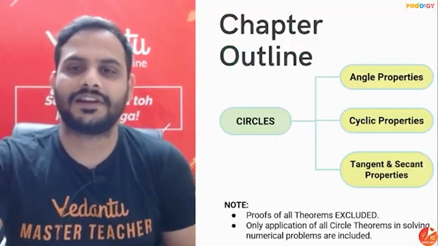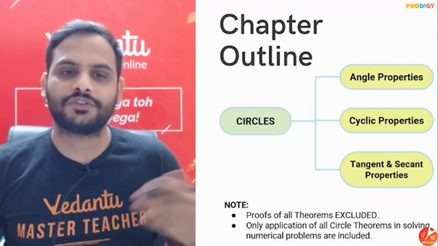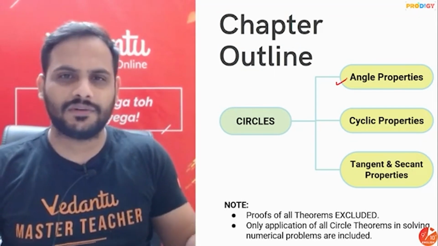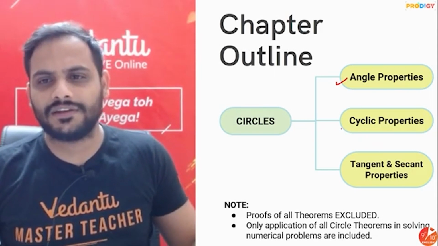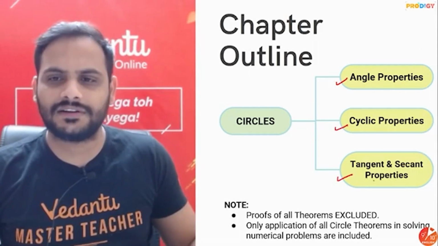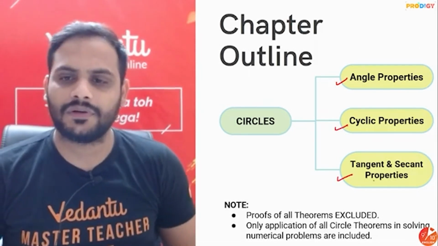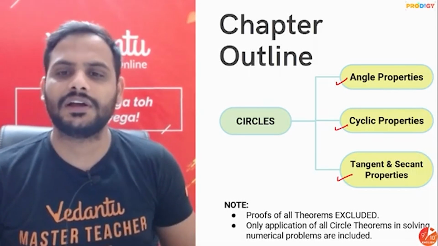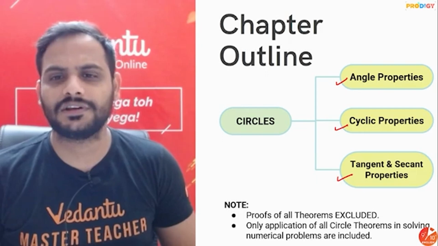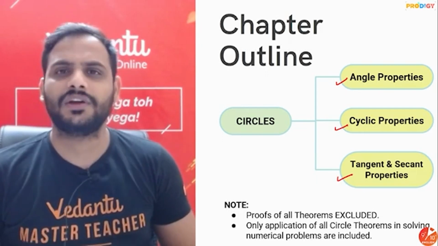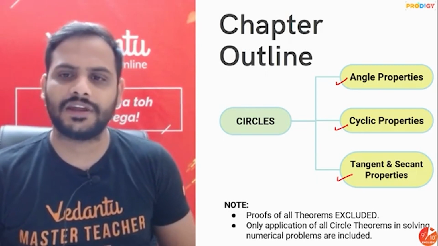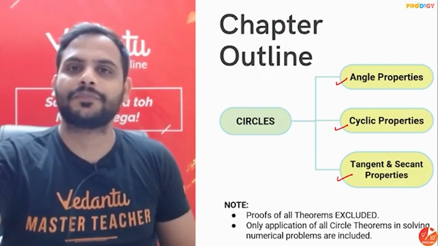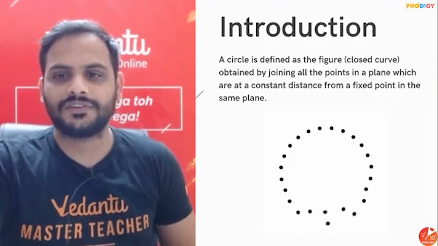Let's start today's class. So guys, in this topic circle, we can divide this topic in three parts. One is your angle properties, then your cyclic properties, and then the tangent and secant properties. Now, guys, in this session, since it is a one-shot video, I will not be discussing the proof of all the theorems. I'll just tell you the theorems, and we'll be focusing on the numerical problems. We'll be focusing more on the questions. Okay, guys. So introduction first.